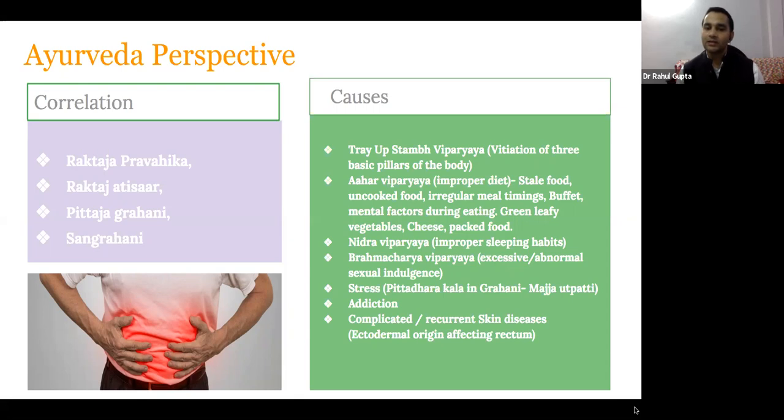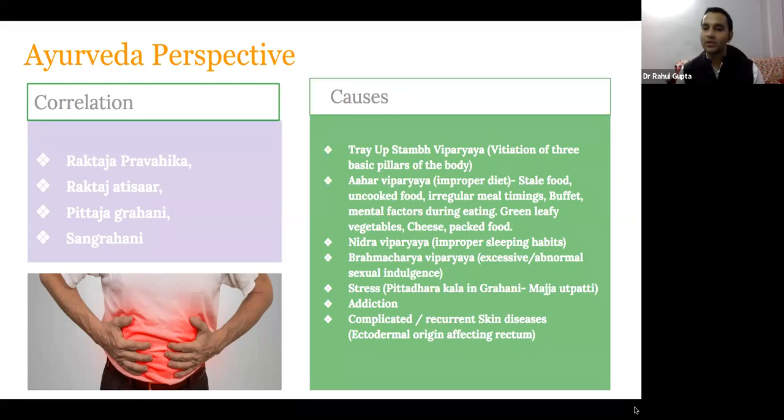And the last and very important factor that causes ulcerative colitis is skin disease. Actually, skin and large intestine are made up of the ectodermal germ layer in the embryo. So since both the organs, that is skin and the large intestine, are made from ectoderm, the disease of one organ can affect the other one. So if a person is suffering from a skin disorder for a long time, or is not taking proper treatment for that, it can complicate into ulcerative colitis in later stages.